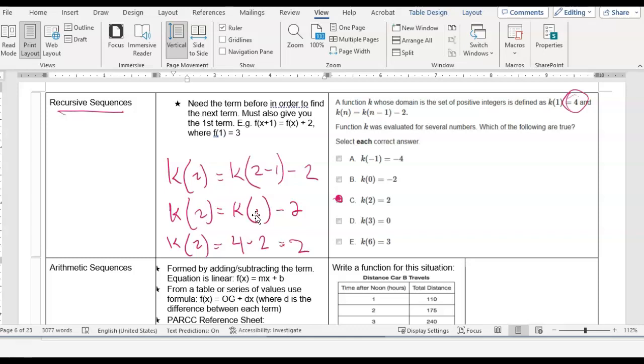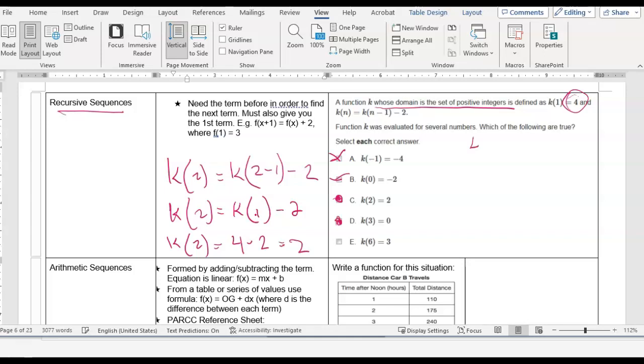So we can also reason that if we did the term after that, k of 3, for example, would be 0, because we are decreasing by 2 each time. Since we're decreasing, we can eliminate k of 6 equals 3, and then k of 0 equals negative 2. Here it says k of x whose domain is a set of positive integers. So 0 is not a positive integer, and negative 1 is not a positive integer, so these also are not going to work out.